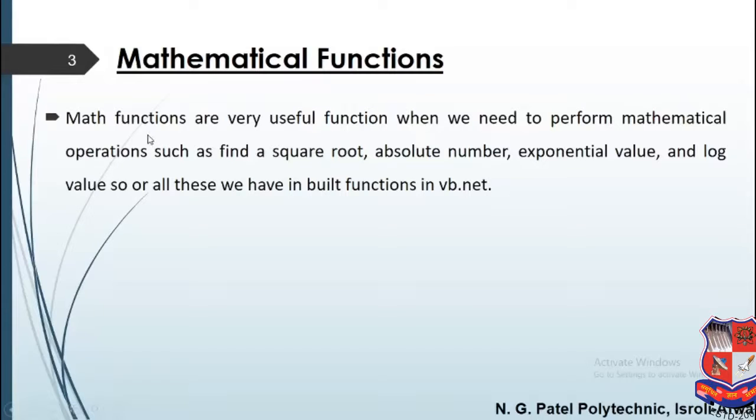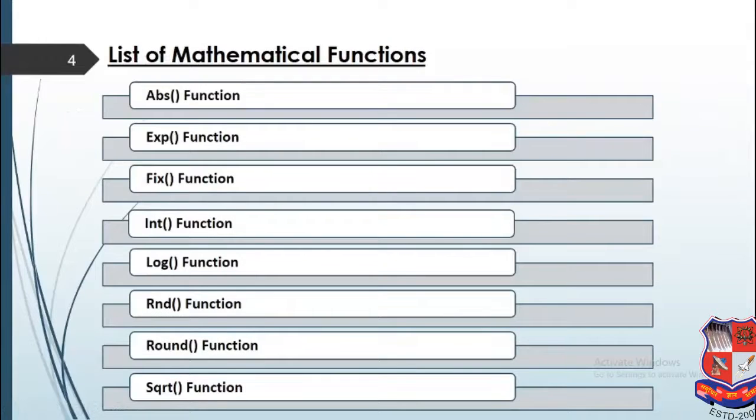Which types of mathematical functions are used in Visual Studio? The different types of mathematical functions are the square root function, ABS function, EXP function, Fix function, Int function, Log function, RND function, Round function, etc. We will discuss each and every function in detail with examples.